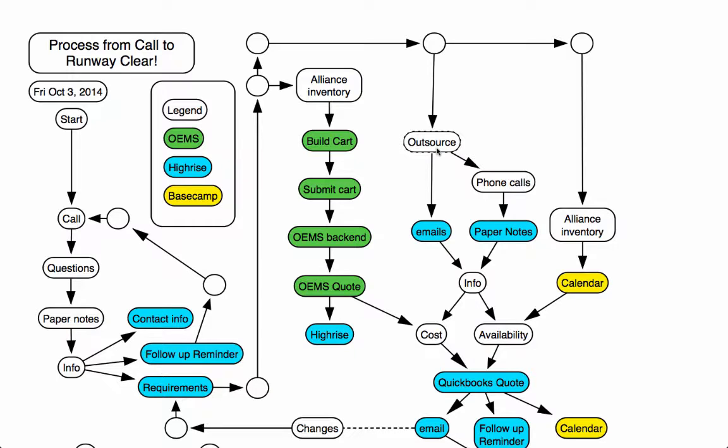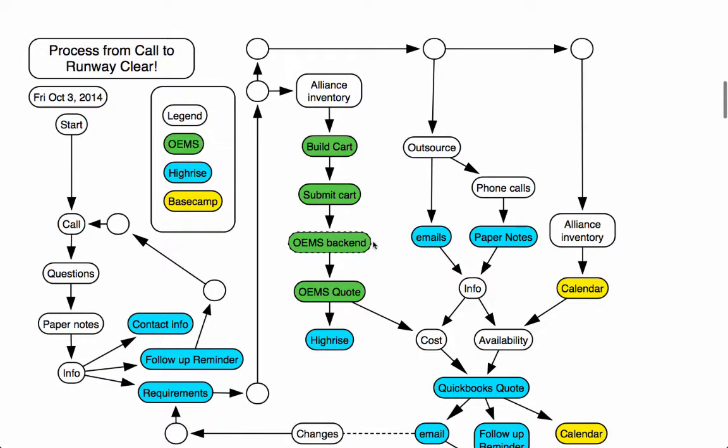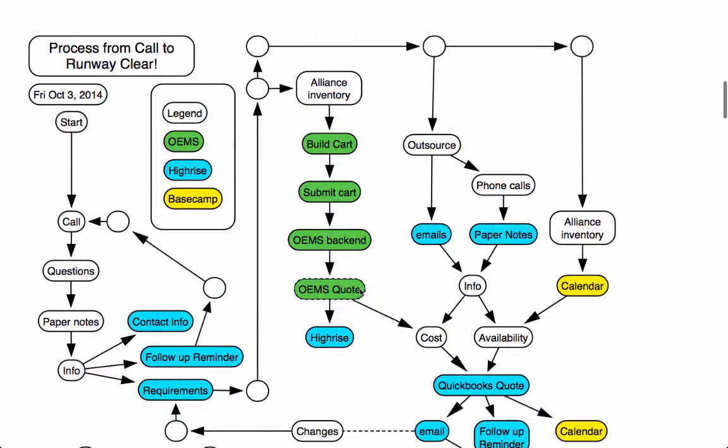This could be entertainers, this could be things that need to be rented, any kind of things like this. So if we start with the Alliance inventory, if we need something like, let's say, a poker table, we're going to need to build a cart in the OEMS. And then after that, we'll submit the cart, we'll go in the OEMS backend, and we'll create a quote. All of this here will lead to us knowing the cost here.